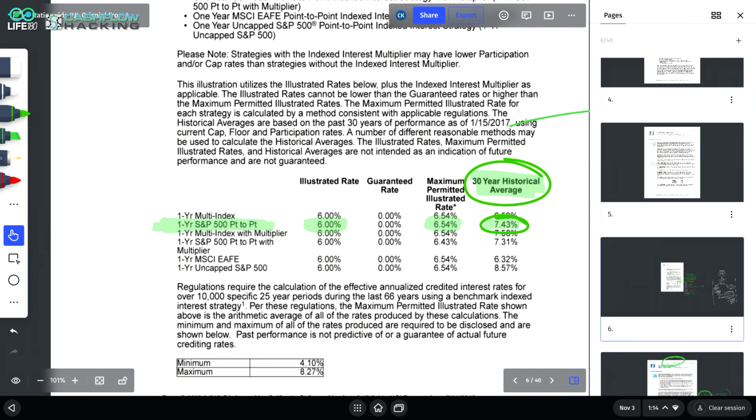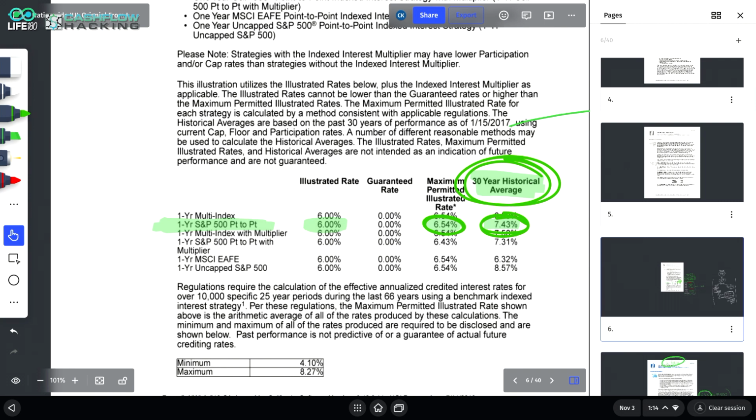So because of the fact that the 30-year historical average of the S&P 500 is this 7.43%, they're allowing us to illustrate 6.54%, meaning you can earn up to 11%, but you can never lose money when the market loses money. And so that 6.54% is a very conservative number. Once again, just a little caveat there. I'm not saying that's the way it works. I'm saying that's the way it's sold, okay?